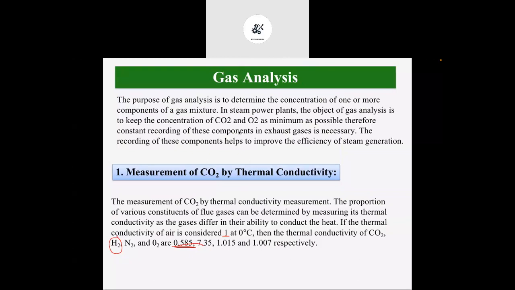So that's it. We will stop here for today's lecture. The remaining measurement of the oxygen inside the flue gases, and also the measurement of NOx, etc., we are going to see in the coming lecture.